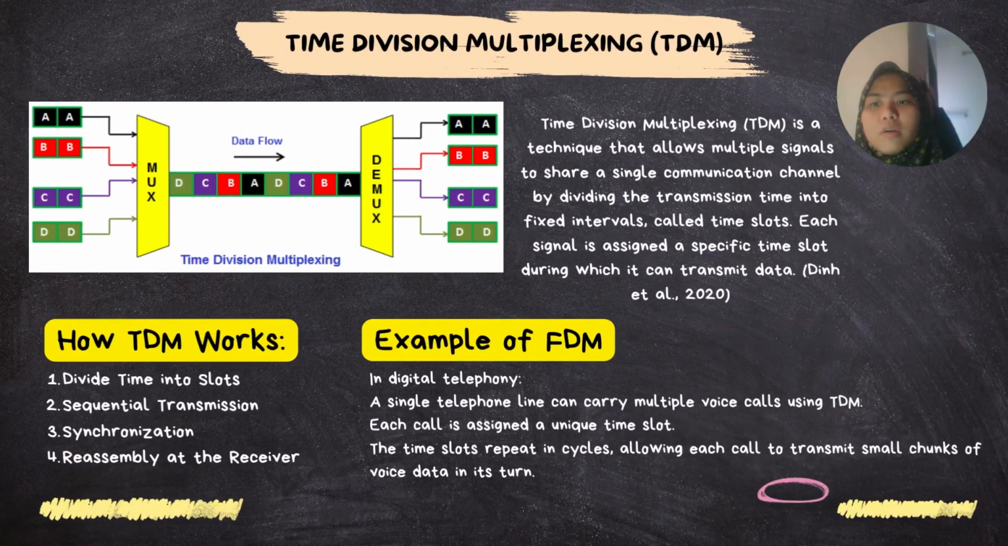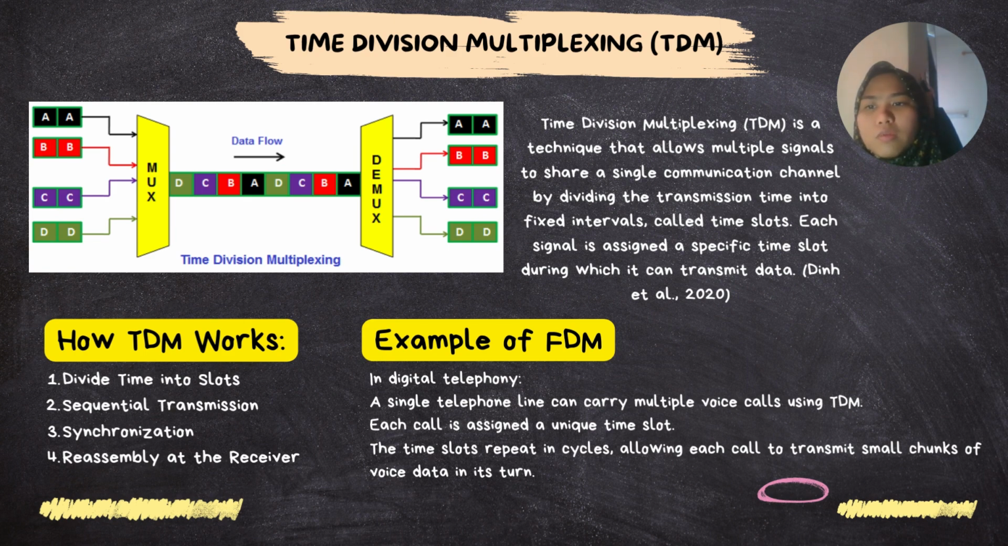Let's go through time division multiplexing (TDM). TDM is a technique that allows multiple signals to share a single communication channel by dividing the transmission time into fixed intervals called time slots. Each signal is assigned a specific time slot to transmit its data one at a time.